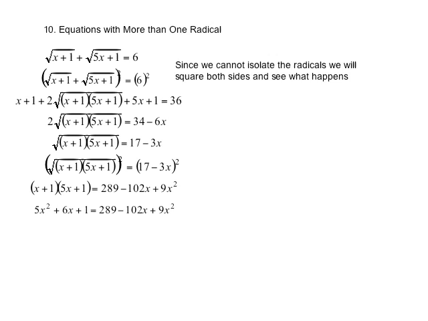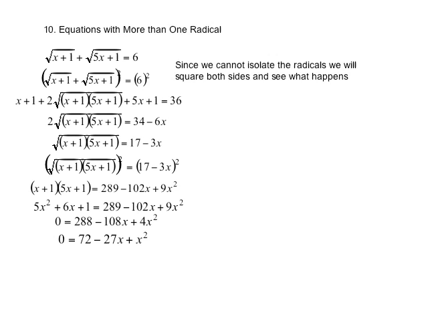Multiplying the binomials out on the left, we get 5x squared plus 6x plus 1 equals 289 minus 102x plus 9x squared. Putting everything on the right to keep the x squareds positive, we get 0 equals 288 minus 108x plus 4x squared. Now we can simplify this since they're all divisible by 4. We divide through by 4 and we get 0 equals 72 minus 27x plus x squared.